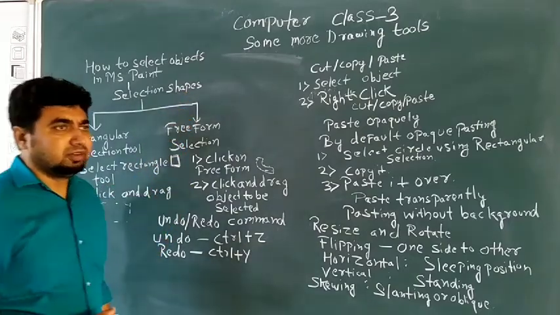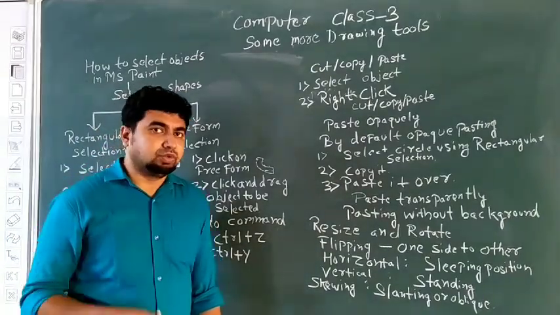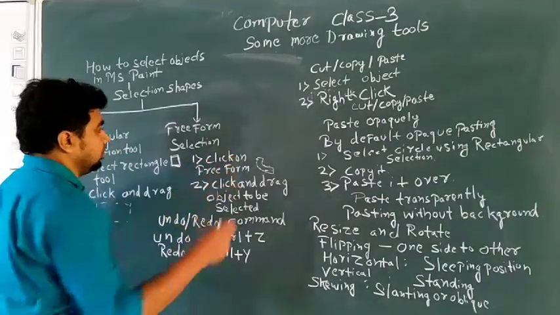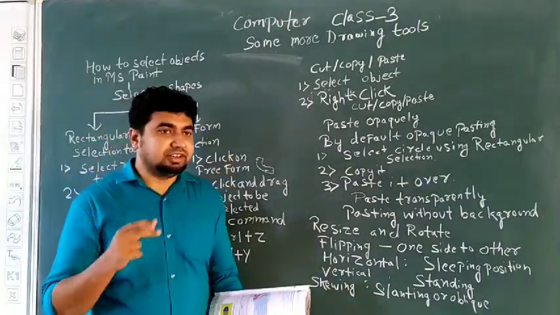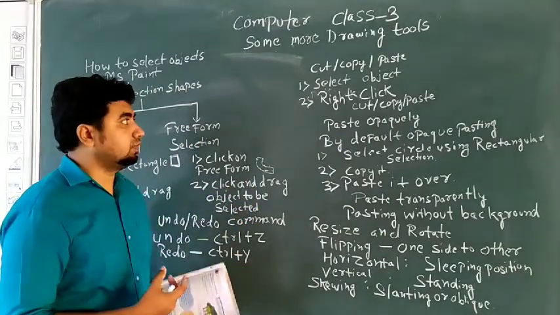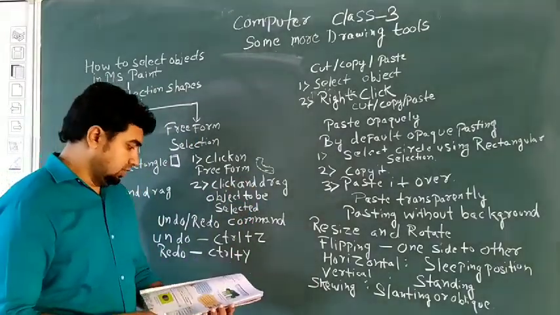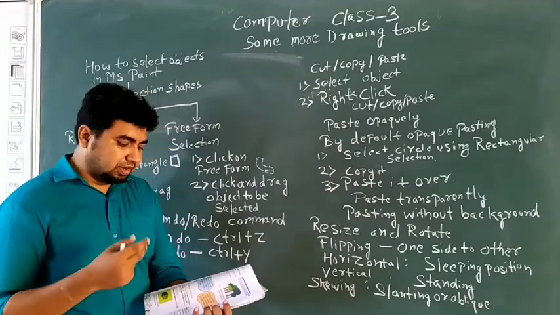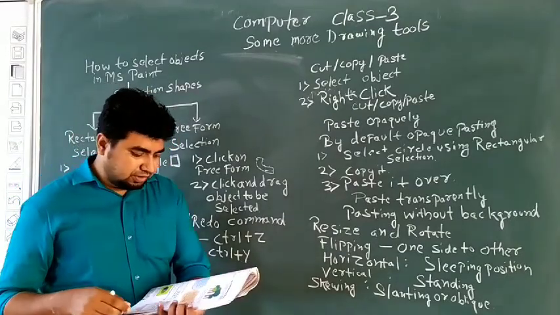One is the rectangular shape, which is known to us, and the other is the free form, where you can generate any kind of shape. Free form means any kind of shape can be generated. So you can try this and generate it.